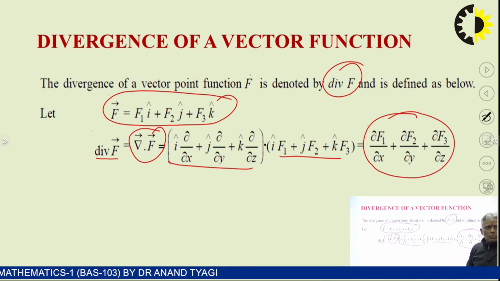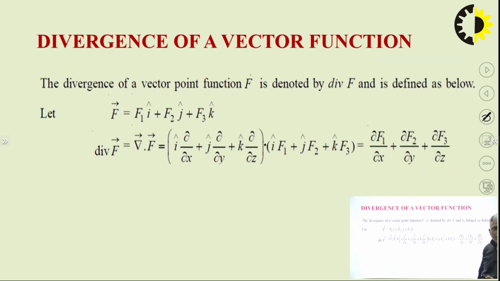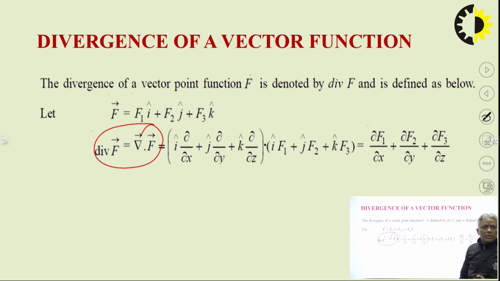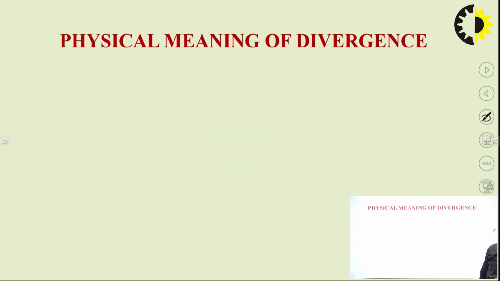With the help of the dot product, we get del f1 over del x, del f2 over del y, and del f3 over del z. Students, keep in mind that when we solve problems on the divergence of a vector point function in future, we use del dot f and calculate the value here. In this way we can find the value in different parts of the numericals.